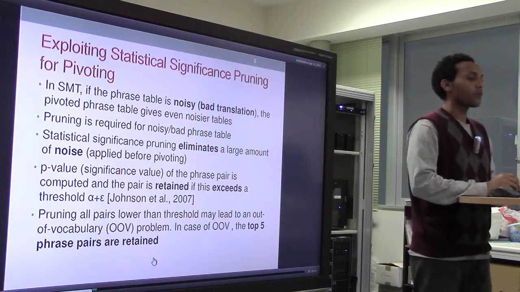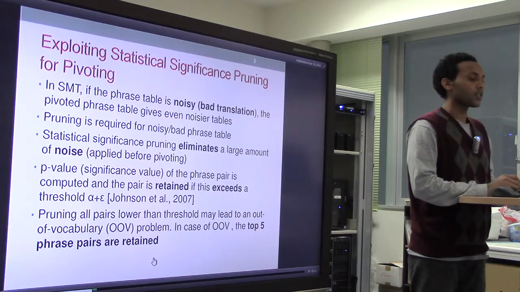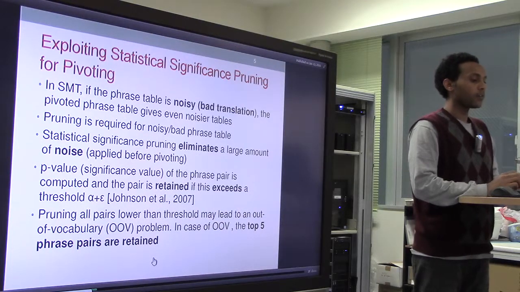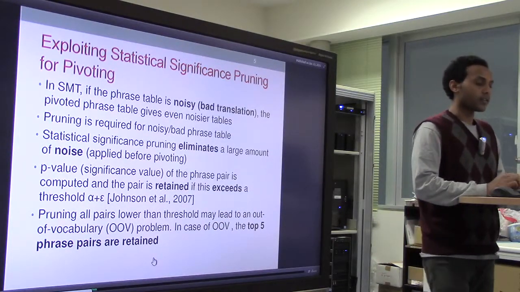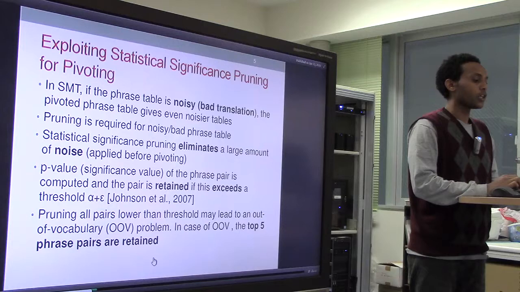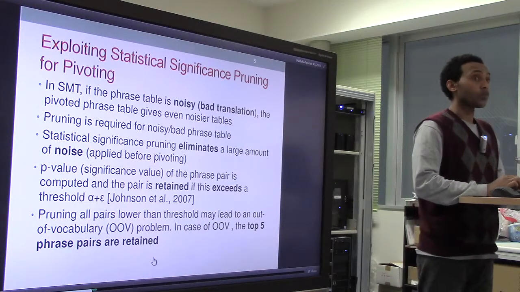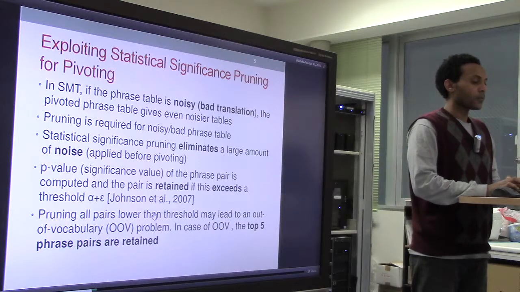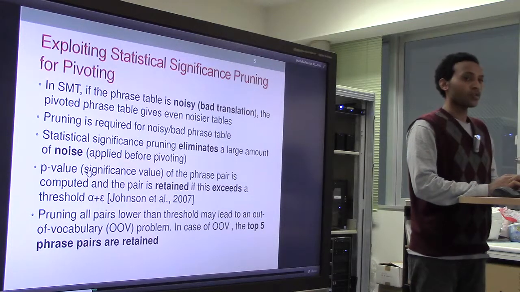So one of the methods used in this research is significance pruning for pivoting. So when phrase tables are generated, they can also form bad translations, which are noisy, and then pruning is required to remove or clean these bad translations. So here they used statistical significance pruning, which eliminates a large amount of noise before the actual pivoting is done. The value that they used is the p-value or significance value as a threshold.